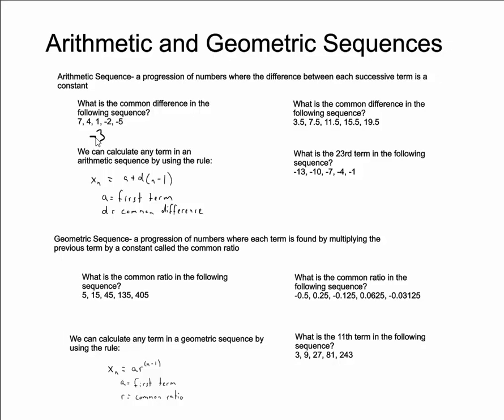For another example, what is the common difference in the following sequence? 3.5, 7.5, 11.5, 15.5, 19.5. So if we subtract any term and its previous term, you'll notice that the common difference is 4.